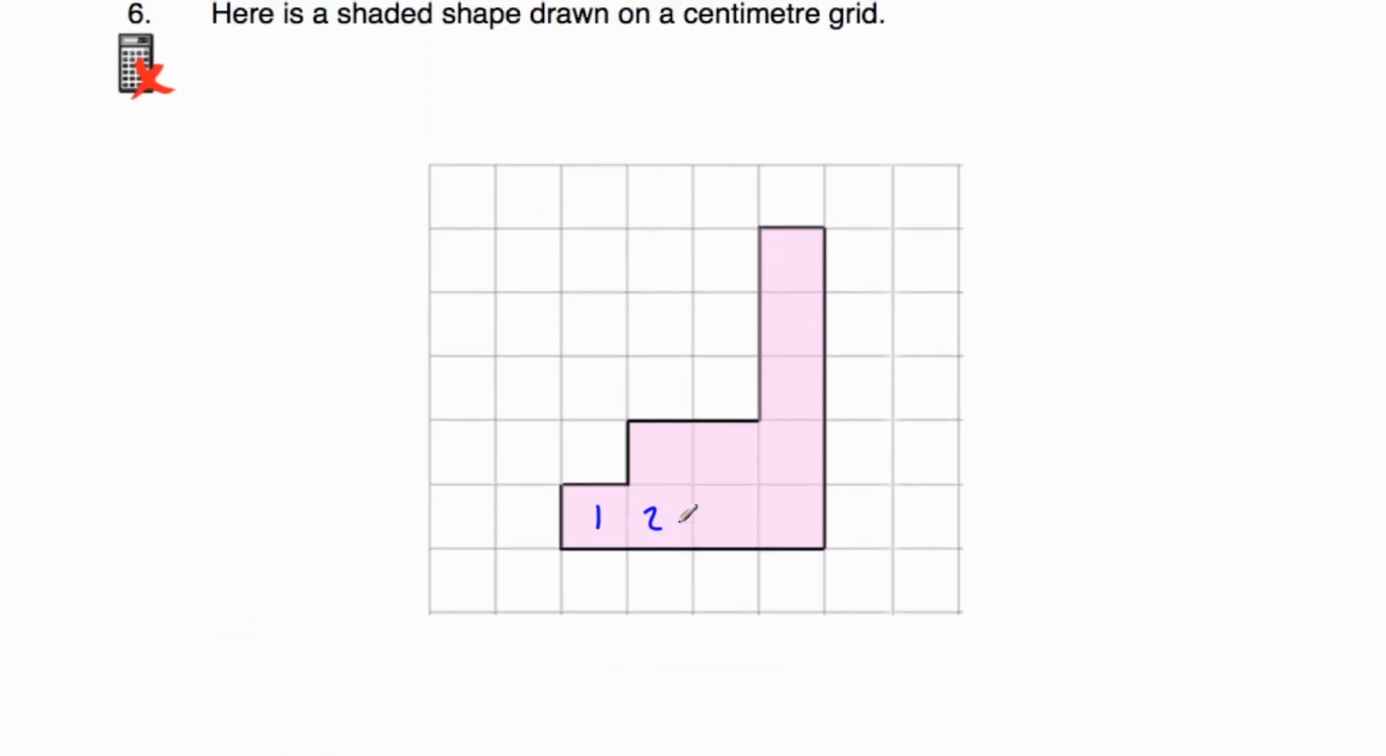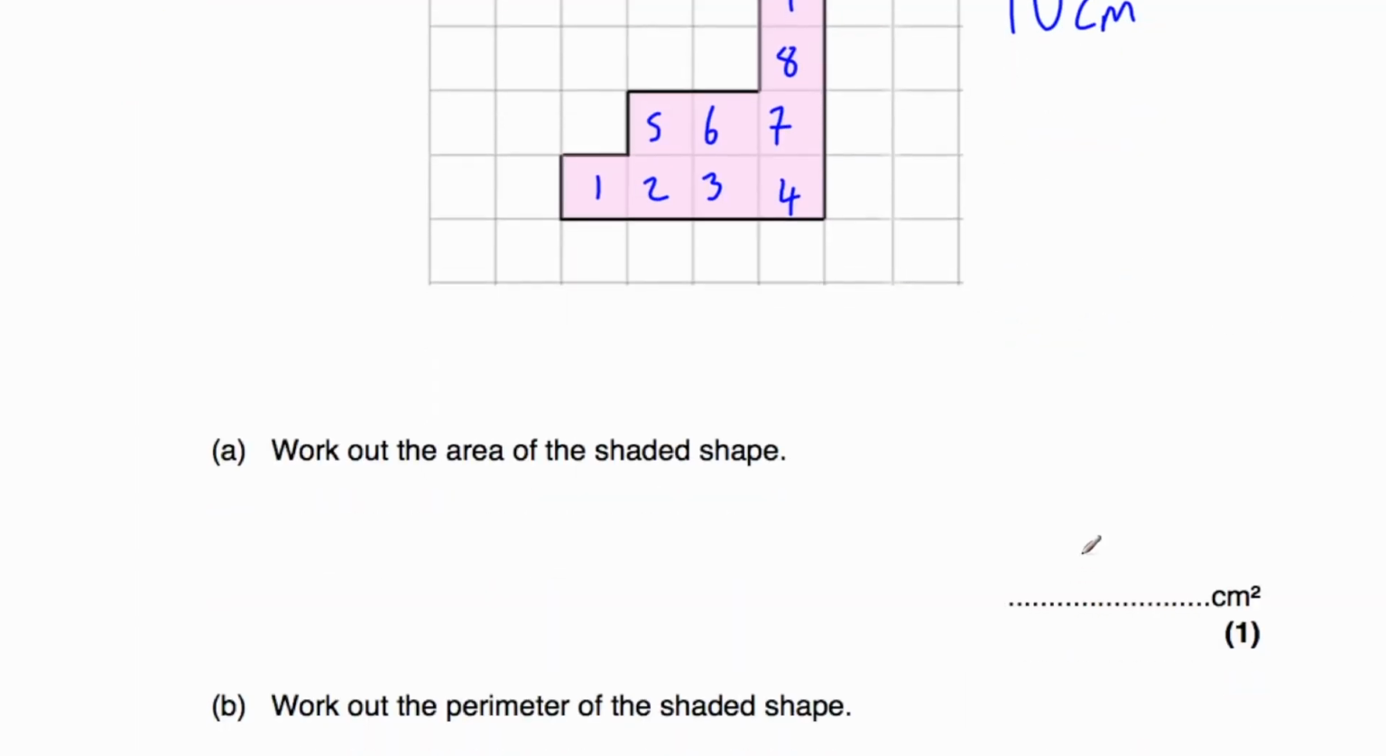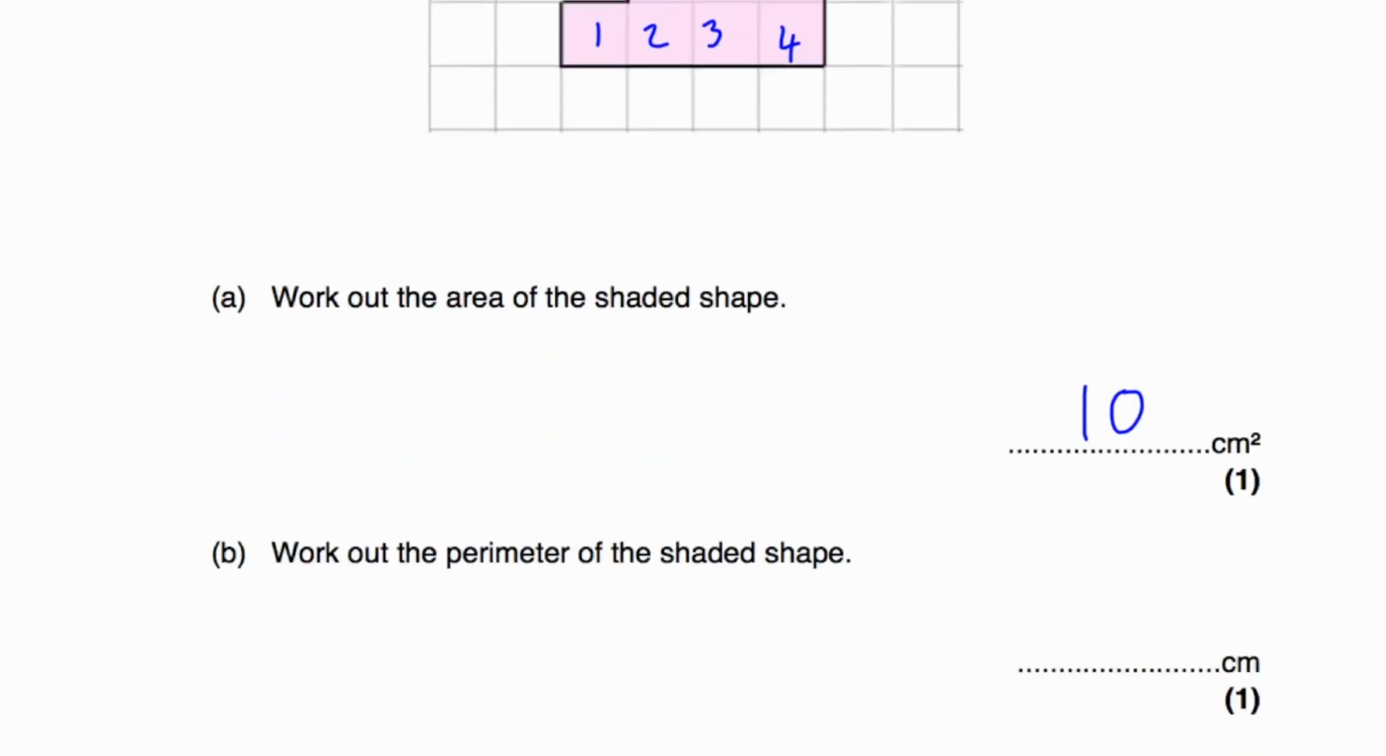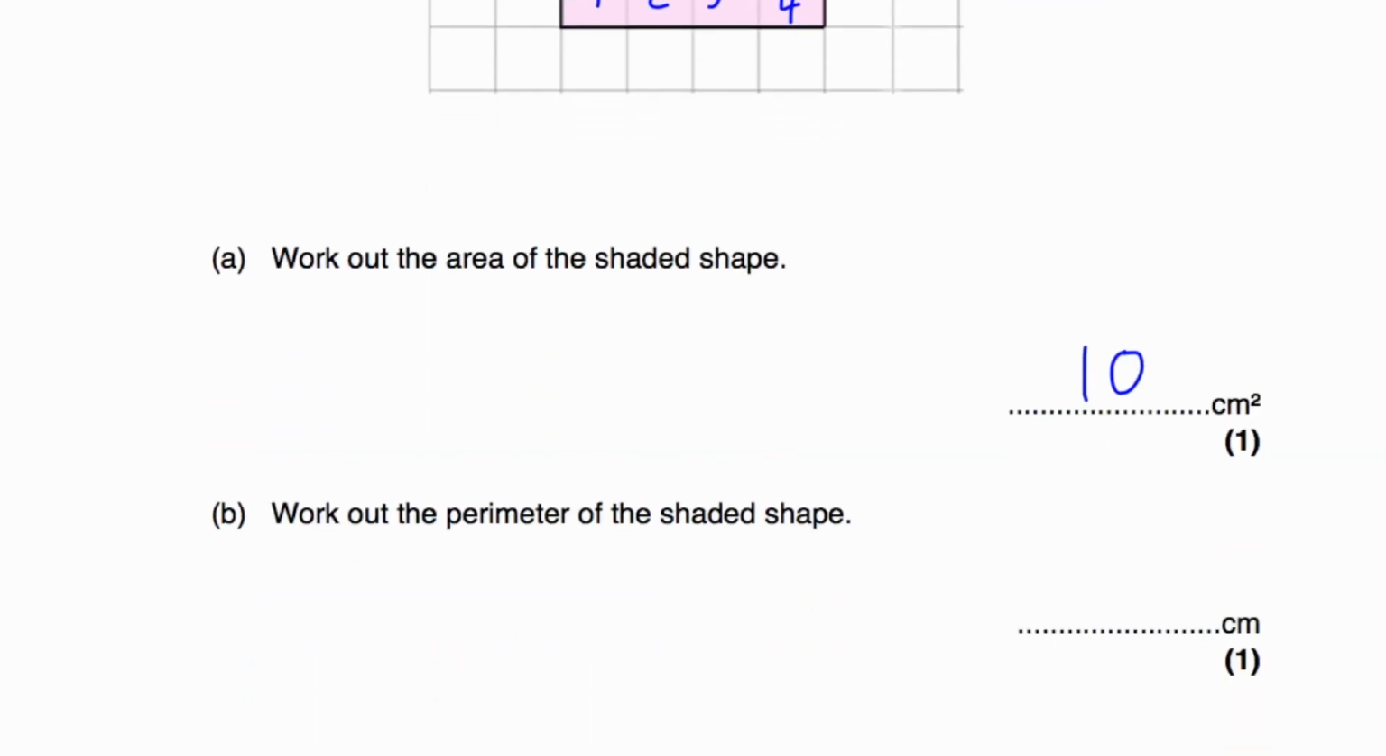So 1, 2, 3, 4, 5, 6, 7, 8, 9, 10. So that means the area of this shape will be 10 centimetres squared, or 10 square centimetres. Let's write that down, 10 centimetres squared. Okay, and part B says work out the perimeter of the shaded shape.